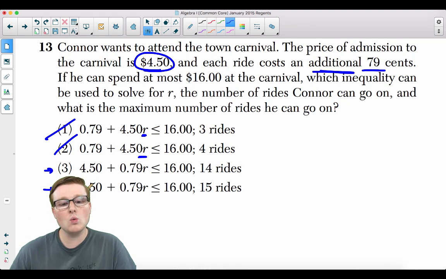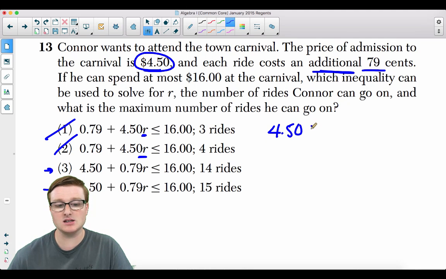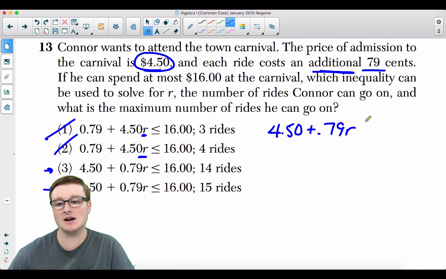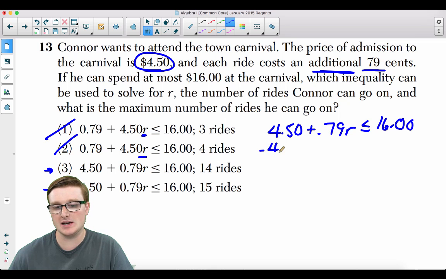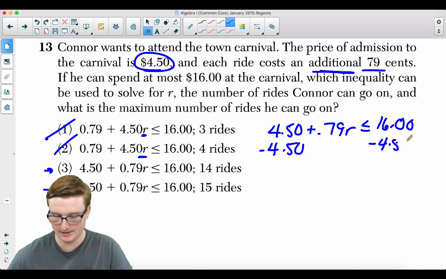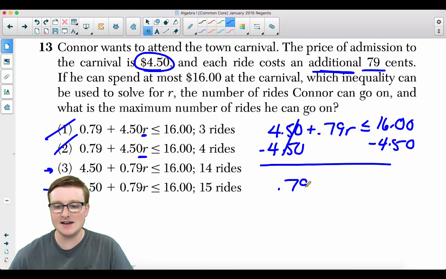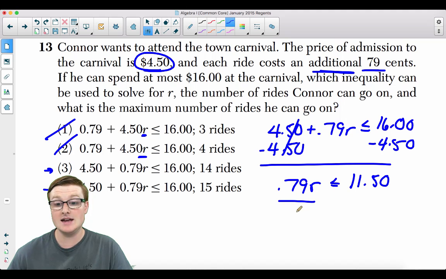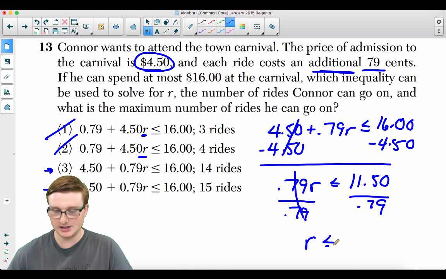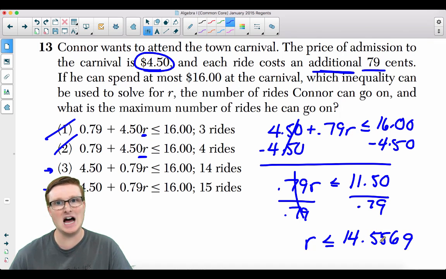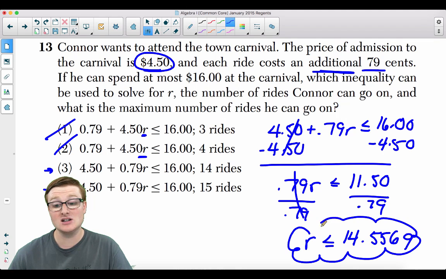Now we're actually going to solve this inequality. We take $4.50 plus 79 cents times the number of rides he can go on, and set it less than or equal to $16. Let's solve it. Subtract the $4.50 on both sides, and we get 0.79R is less than or equal to $11.50. Now we divide by 0.79 on both sides. R is less than or equal to 14.5569. That is what R gives you.